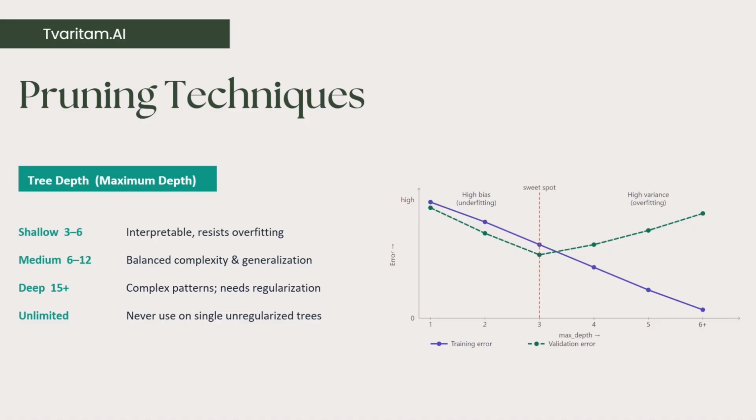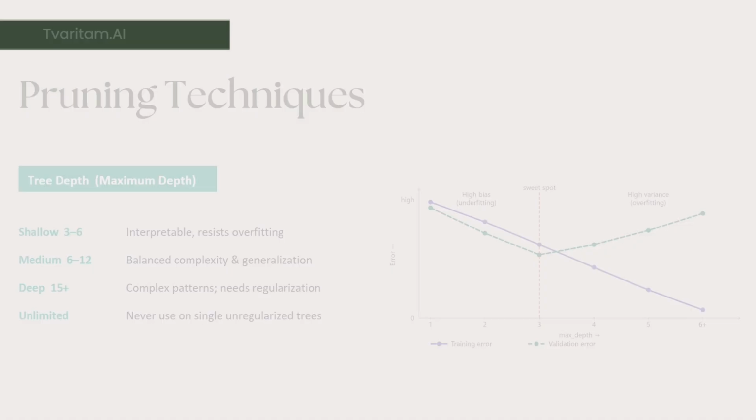Shallow trees are simple and interpretable, but they may underfit. Medium depth trees, typically between 6 to 12, offer a good balance. Deep trees can capture complex patterns but tend to overfit, especially if not regularized. Completely unbounded trees should generally be avoided on a single decision tree algorithm.